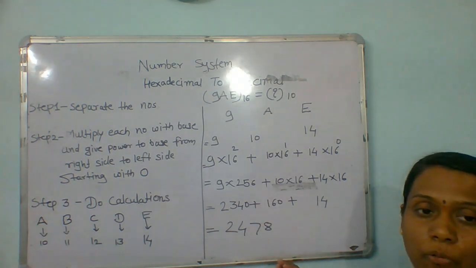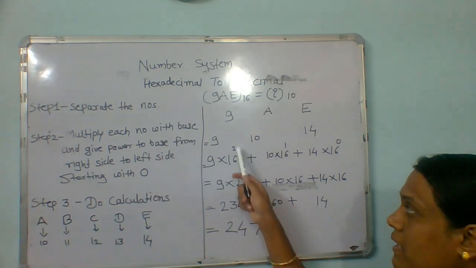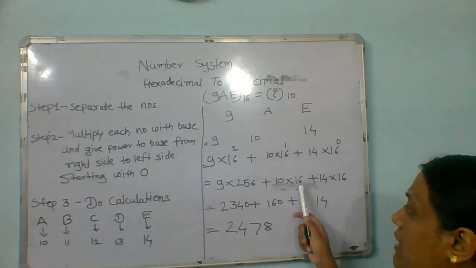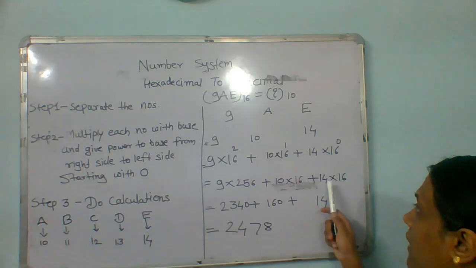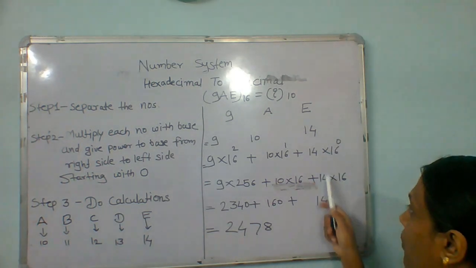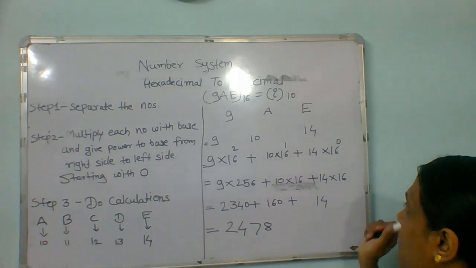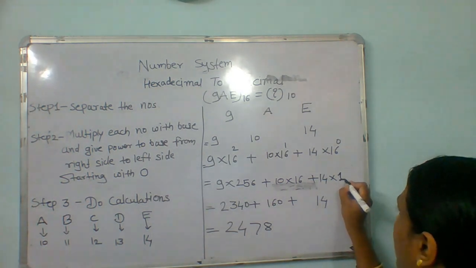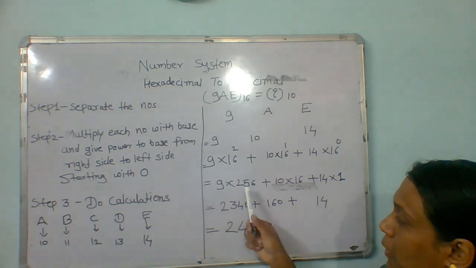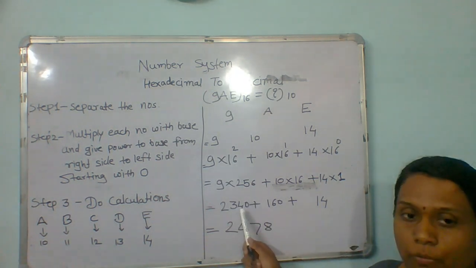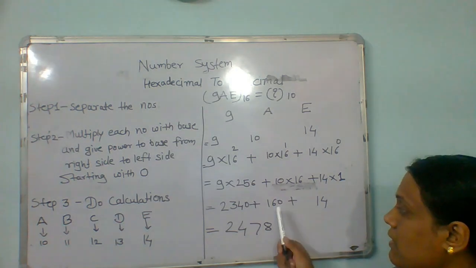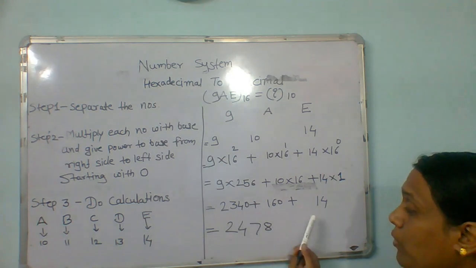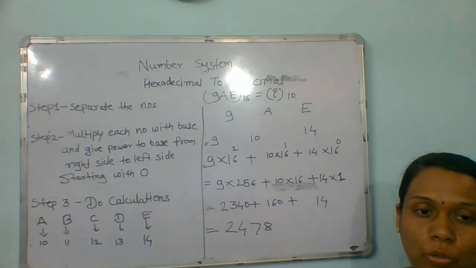Then we perform the calculation. 16 raised to 2 is 256. 16 raised to 1 is 16, so 10 into 16, and 16 raised to 0 is 1. So 14 into 1. Now 9 into 256 becomes 2304, plus 10 into 16, 160, and 14 into 1, 14. And when we perform the calculation, it is 2478.